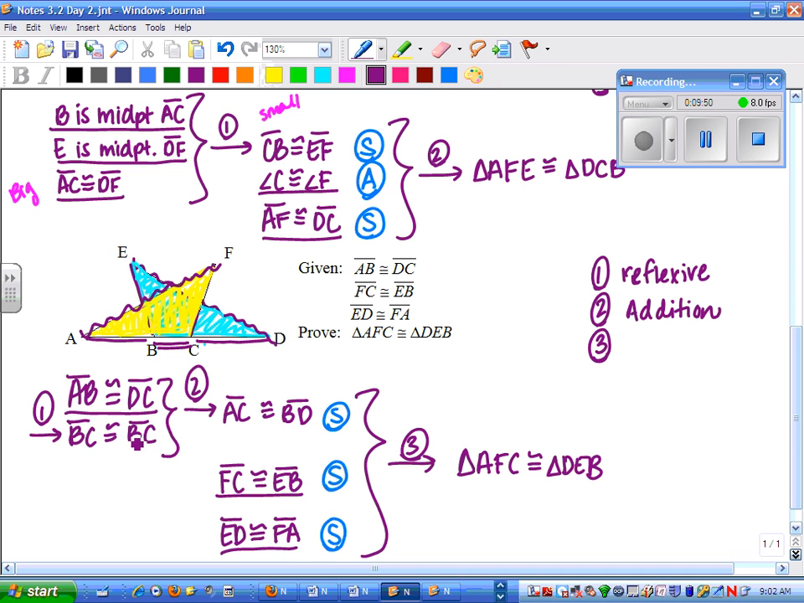Here we're using addition because we have, again, small segments, and we're getting a larger segment here. We're going small to big, or small to a larger segment. And last is side, side, side. And that's it. We're done for today.